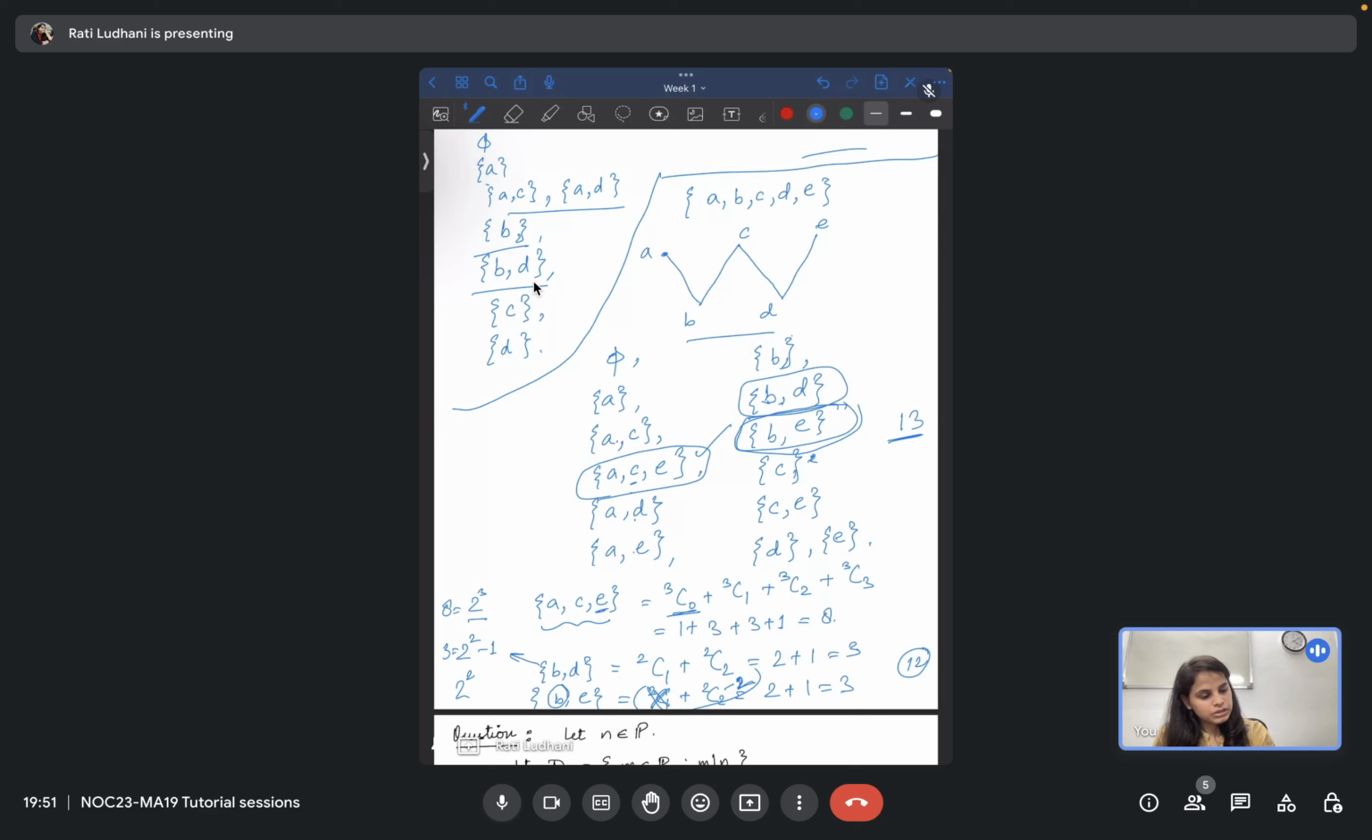Now 3 are left, right? So 3 are left, so from this we should get 2 raised to power 2, but we should remove 3 because singleton empty set, singleton B and singleton E should not be counted, then it should be 1. Okay, there is one missing.